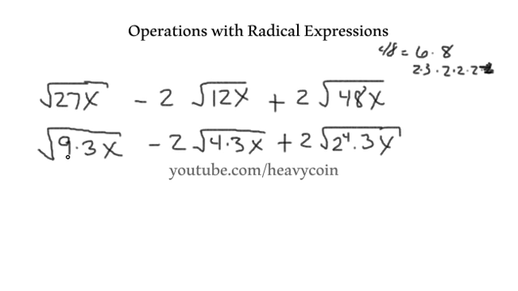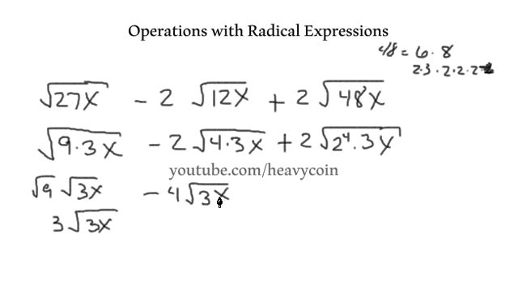Well, we know that the square root of 9 is 3. So I'm going to write it like this. We could break this up as the square root of 9 times the square root of 3x, and then we take the square root of 9 as 3. Minus, now the square root of 4 is 2, and 2 times 2 is 4. Hope you're following me on that. I'm hoping I can get away with skipping some steps.